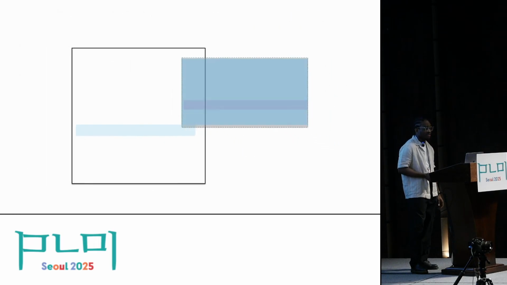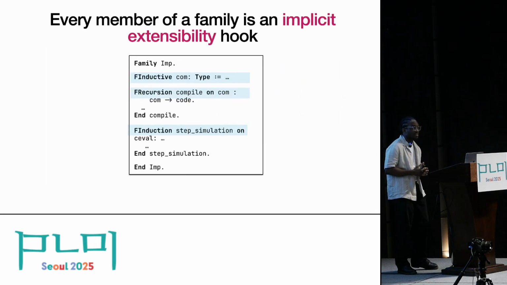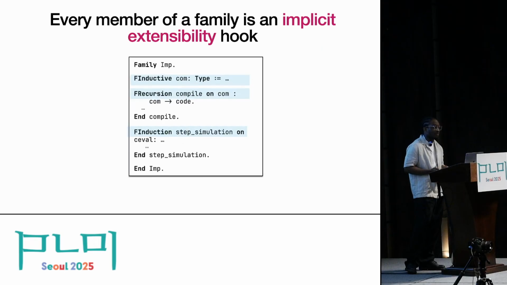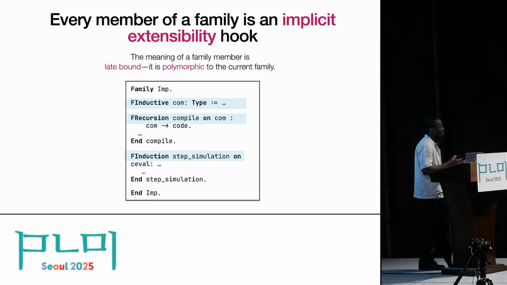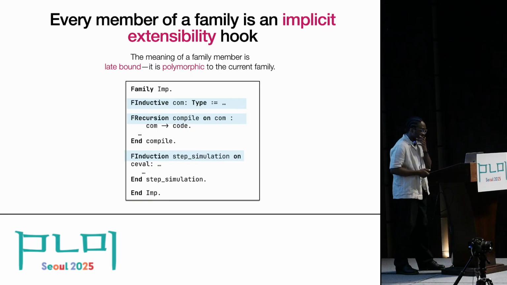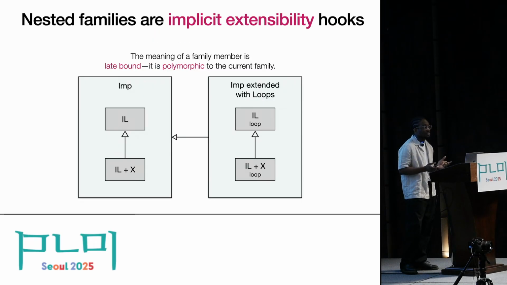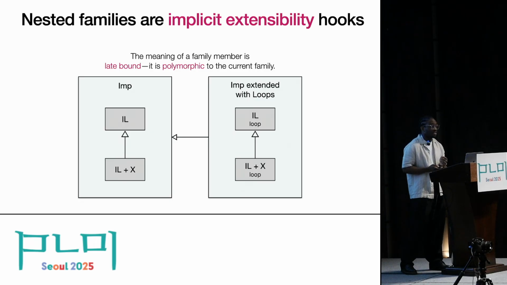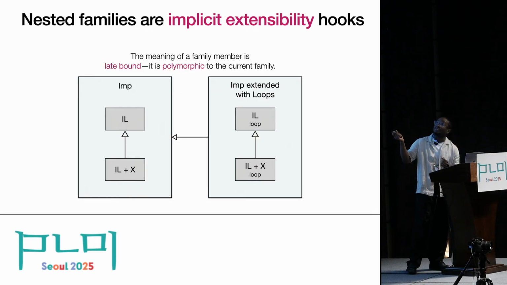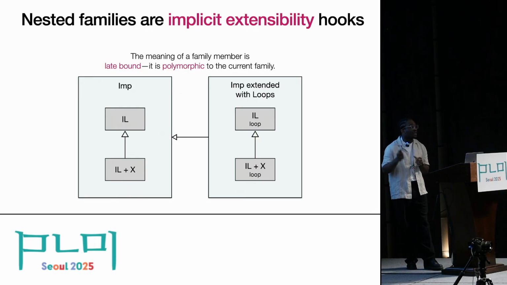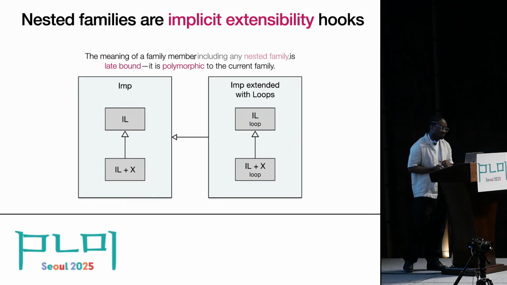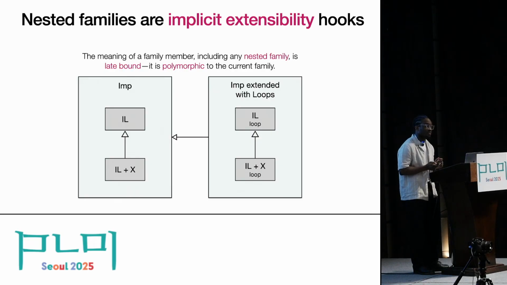And the key idea behind Rocq is this. Every family member is an implicit extensibility hook, which means that the meaning of a family member is late bound, not hard-coded to the particular family it is in. And aside from FInductive, FInduction, and FRecursion, nested families are also implicit extensibility hooks, which means that if you have a nested family called IL, which represents an intermediate representation, it is also late bound. So the meaning of IL is not hard-coded to the Imp family. So nested families are late bound.